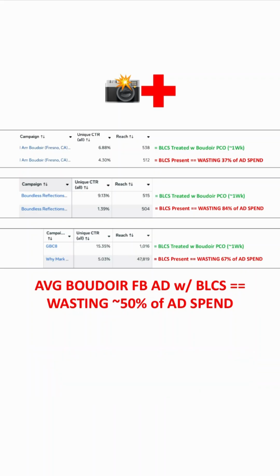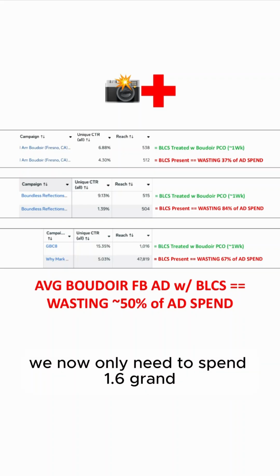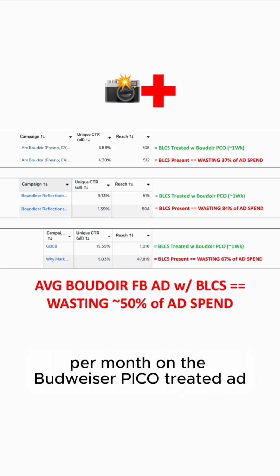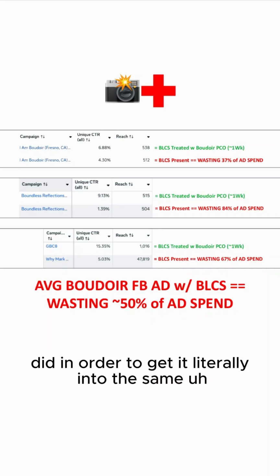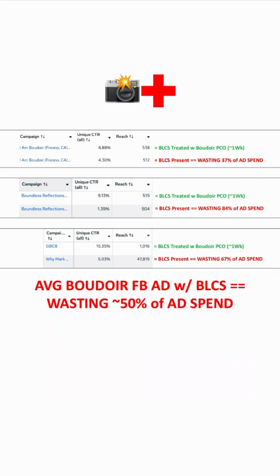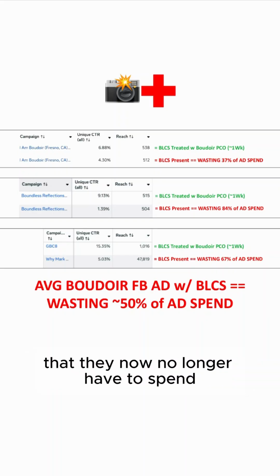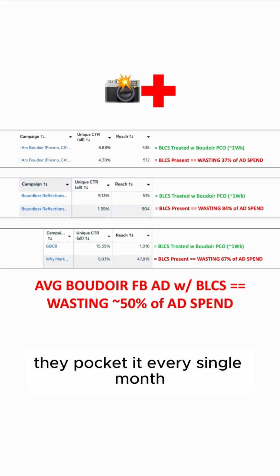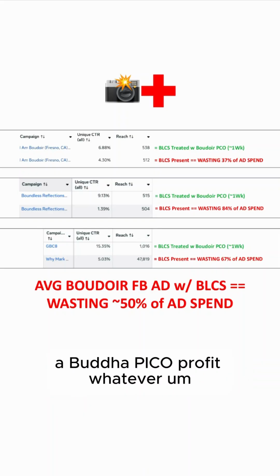Being wasted. As a result, if they were spending 10 grand a month on that original Boudoir Facebook ad, we now only need to spend 1.6 grand per month on the Boudoir Pico treated ad in order to get it literally into the same number of women's brains. And that difference, that $8,400 a month that they no longer have to spend, they pocket it every single month. They don't have to spend it. It stays kind of like a phantom profit, a Boudoir Pico profit, whatever.